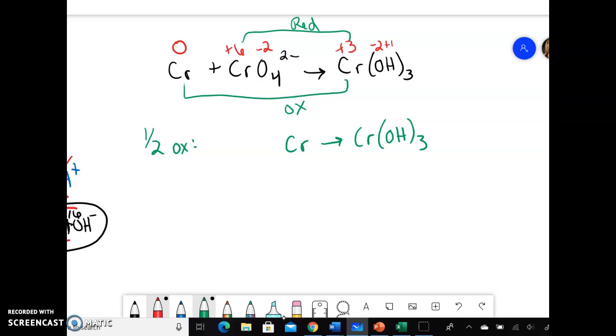Chromium is good. It's already 1 and 1. We don't need to balance that. But we do need to do the electrons. So this chromium was 0. This one was +3. So that's a difference of 3 electrons. And we're going to put it on the side with the higher charge.